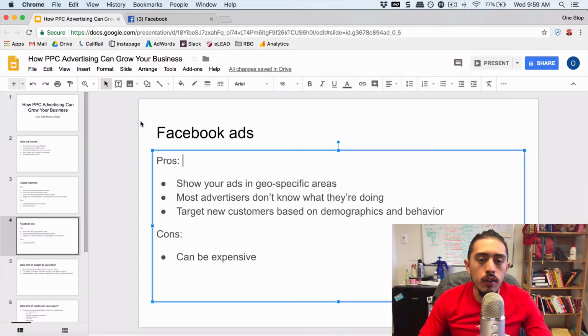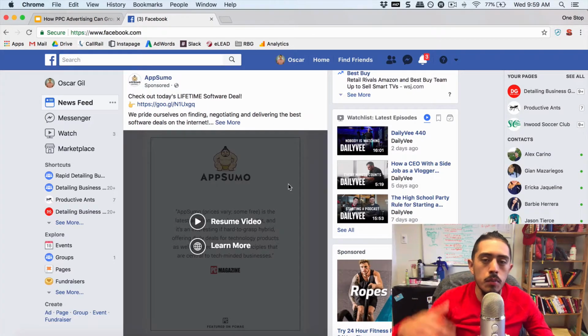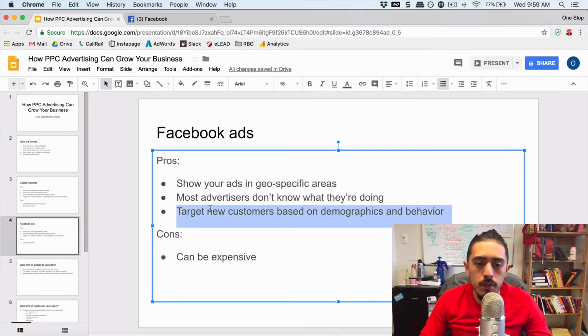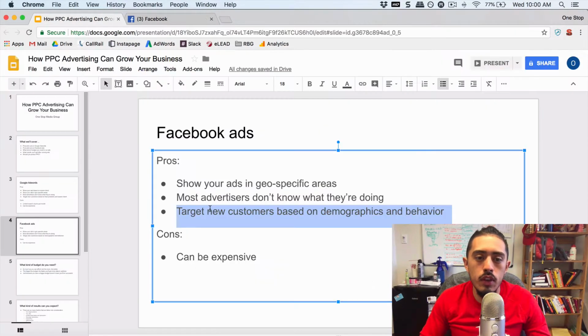So going back to the slide, the pro is, again, you can show these Facebook ads by geolocation, just like with AdWords. If you know that your customers are upper north, down south, or in specific zip codes, you can add that targeting within Facebook to only target specific geolocations. Next, I'll skip that one for a little bit. Again, you can target your Facebook ads based on demographics and behavior.